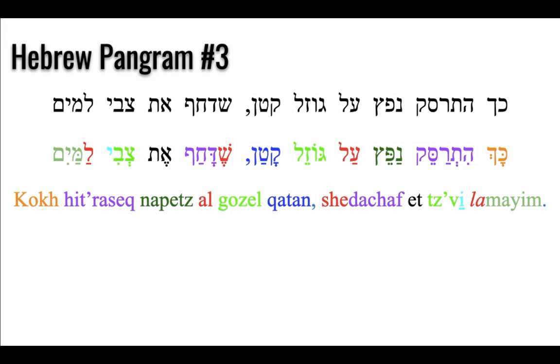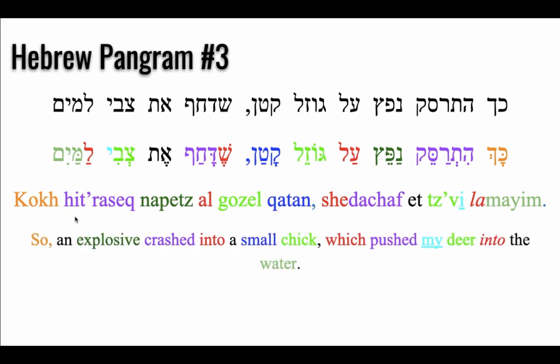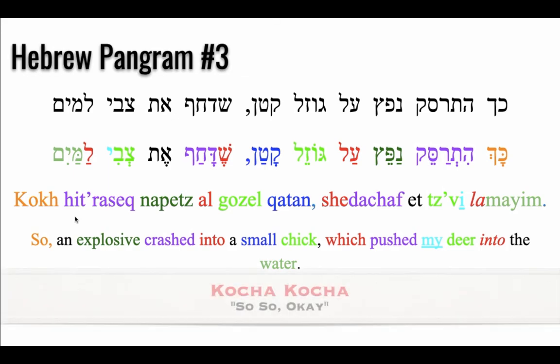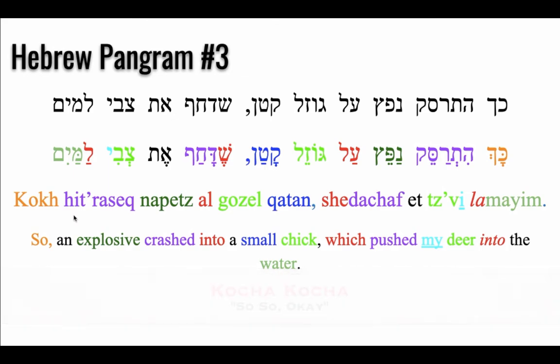We don't know all the words, but koch means so, and in modern Hebrew there's a phrase kacha kacha, which means so. Okay. And then we have hitrasek, we have the verb first, crashed, and then the next word is a noun, explosive. We don't have an article, they don't really use indefinite articles in Hebrew. And then al, which means, in this case, into, sort of marking an indirect object, which is the small chet. You notice the noun comes before the adjective, much like Spanish or French or Italian. And yes, this means which, pushed.